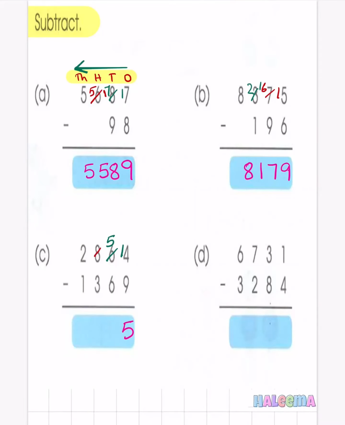8 will become 7 and 5 will become 15. So 15 minus 6 is 9. 7 minus 3 is 4. 2 minus 1 is 1. This is it. We're moving on to part D.